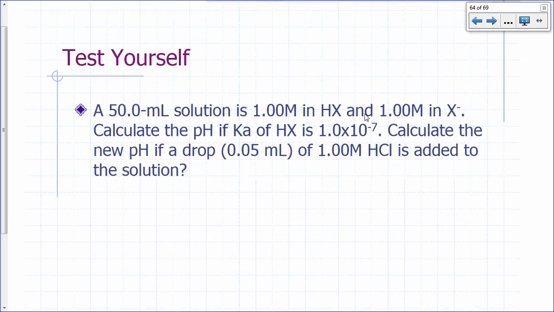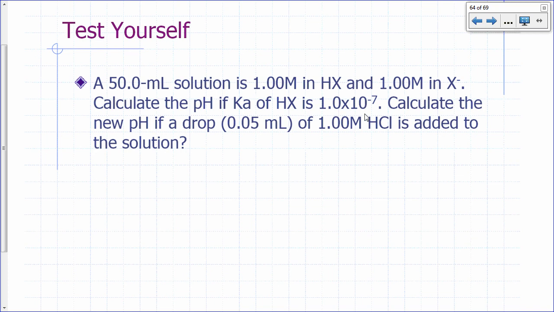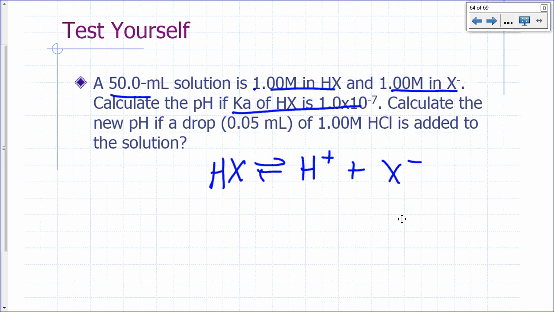Let's try this one. Let's say you have a solution that is already 1 molar in HX and 1 molar in X minus. And you have 50 mL of that. Calculate the pH if Ka of HX is 1 times 10 to the negative 7. Okay, you're given Ka, so what equation are you interested in? HX gives you H plus and X minus, right? And it says 1 molar in HX, 1 molar in X minus. So you're looking at initial conditions of 1 molar here and 1 molar here.